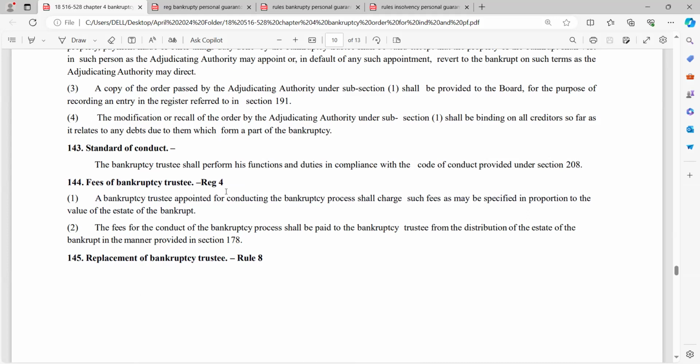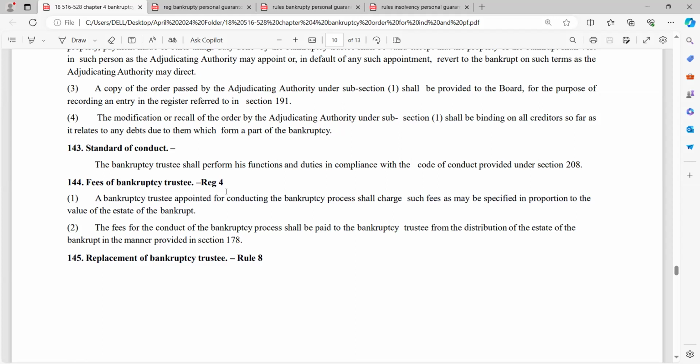फीस ऑफ द बैंक्रप्सी ट्रस्टी. Regulation 4. A bankruptcy trustee appointed for conducting the bankruptcy process shall charge such fees as may be specified in proportion to the value of the estate of the bankrupt. And the fees for the conduct of the bankruptcy process shall be paid to the bankruptcy trustee from the distribution of the estate of the bankrupt in the manner provided in section 178. जैसे वहां पर है भाई, लिक्विडेटर को फीस कहां से मिलती है, लिक्विडेशन एस्टेट से. बैंक्रप्सी ट्रस्टी को फीस कहां से मिलेगी, ये एस्टेट से.